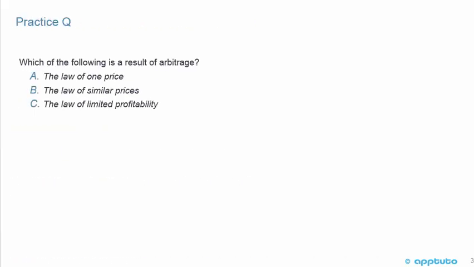So as I said, sometimes the best way to learn is just to scroll through a bunch of practice questions and pick up the learnings from the solutions. And that's what we're going to do. We're going to do a series of practice questions to finish this learning outcome statement. The first one, which of the following is a result of arbitrage? A, the law of one price, B, the law of similar prices, or C, the law of limited profitability?